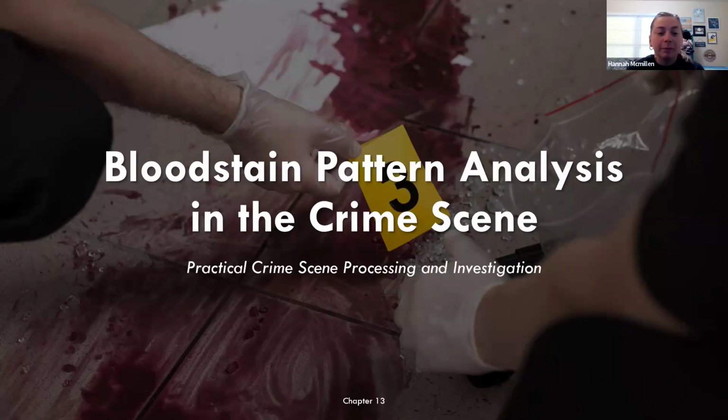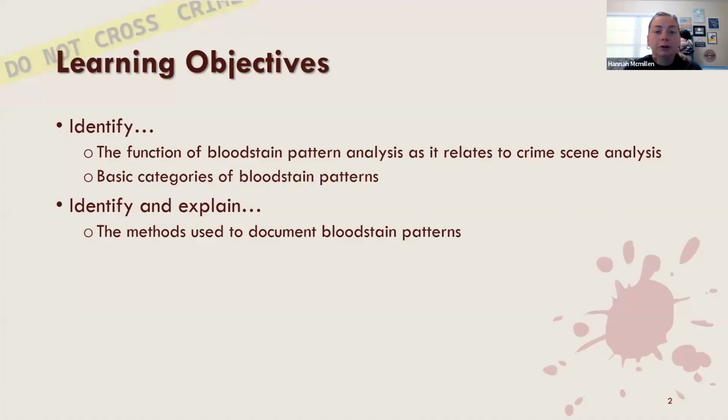Today, we are going to be talking about bloodstain pattern analysis, or Chapter 13 in your textbook. So here are our learning objectives. As usual, you can use them as a study guide and just to gauge your understanding of all of the content that we're covering in this lecture today.